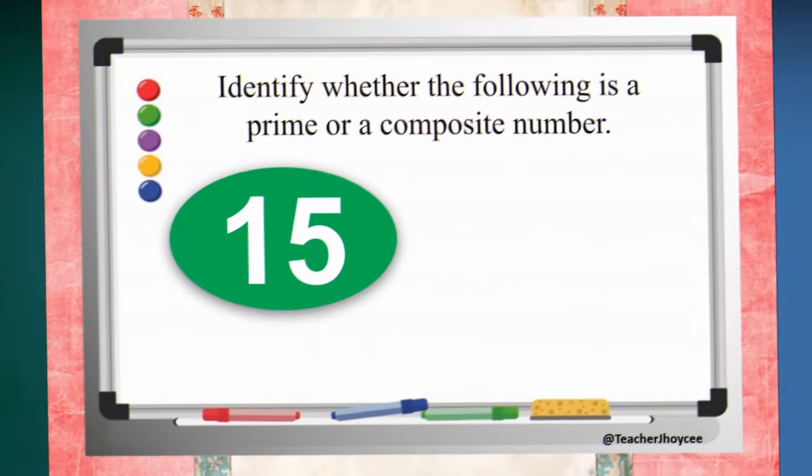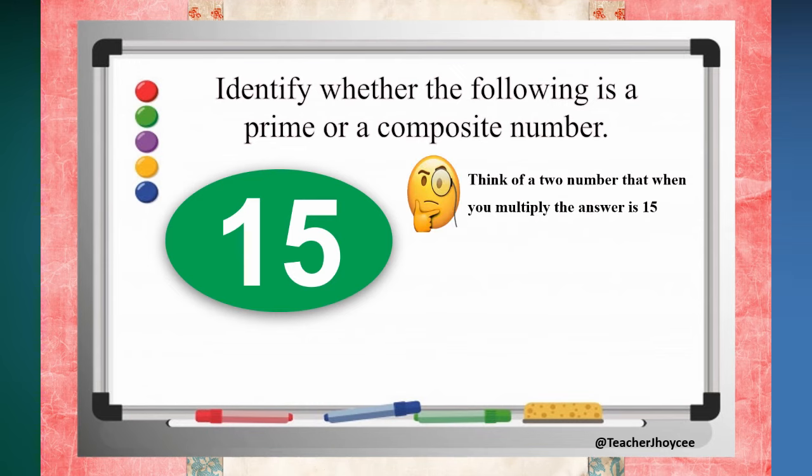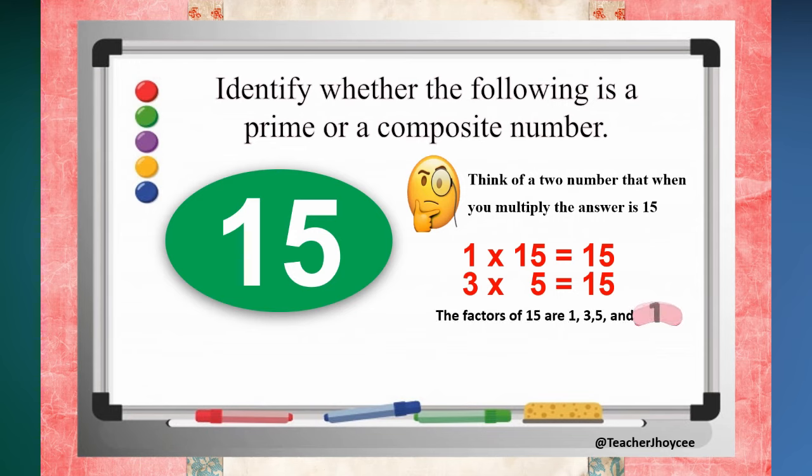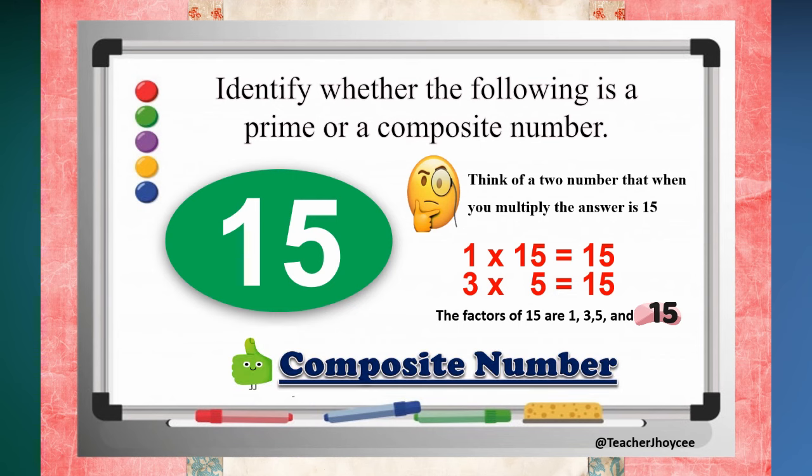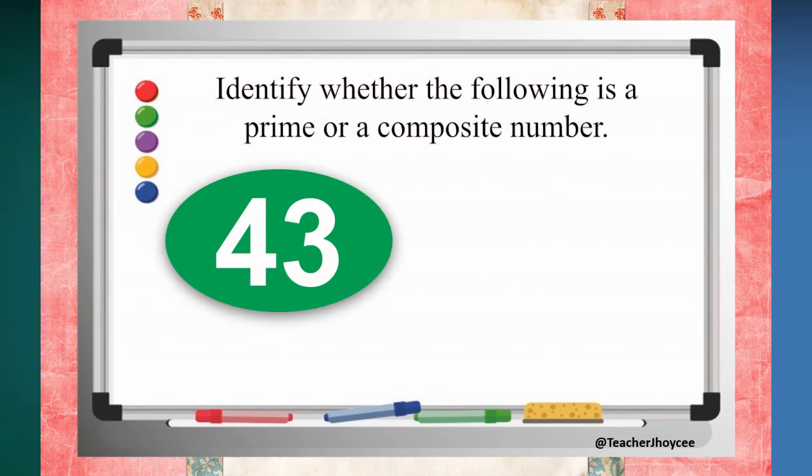Now, we have 15. Think of two numbers that when you multiply, the answer is 15. So we know 1 times 15 is equal to 15. And we also have 3 times 5, and the answer is 15. So the factors of 15 are 1, 3, 5, and 15. So 15 has 4 factors. Therefore, 15 is a composite number.